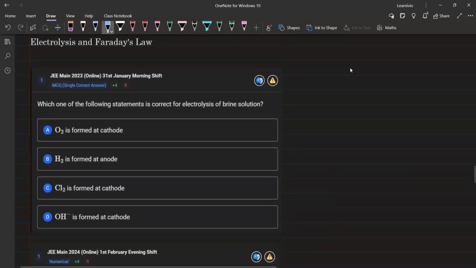What is brine? Do you guys know what brine is? It is in the 10th class. Yes, correct, Maria. Brine is aqueous NaCl solution, not NaOH. NaCl, salt solution.